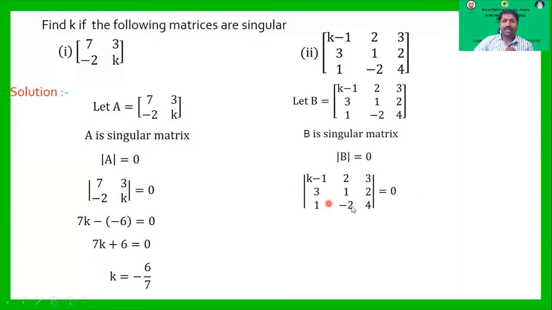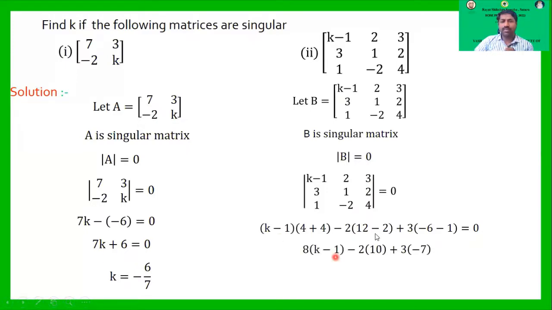Now expanding this determinant: k minus 1 times (4 plus 4), minus 2 times (12 minus 2), and here 3 times (minus 6 minus 1). So 8 into k minus 1 minus 2 into 10 plus 3 into minus 7. So 8k minus 8 minus 20 minus 21. So 8k minus 49. So k is equal to 49 by 8.